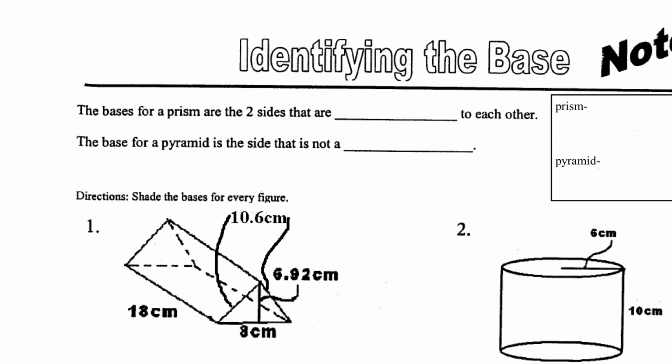Okay, the bases for a prism are the two sides that are parallel to each other. And again, this is just a general rule. It's not absolute, but it's a pretty good rule of thumb to use. On a prism, the bases are the sides that are parallel to each other. And then for a pyramid, the base is a side that is not a triangle. And again, that's just a general rule, not absolute, because there is at least one shape that doesn't fit into this.